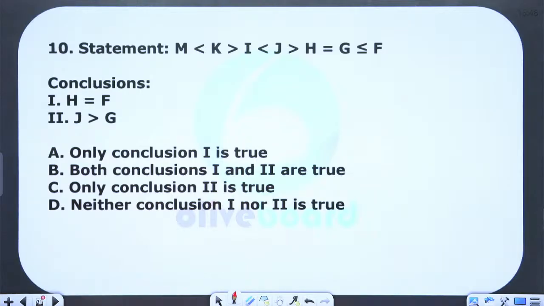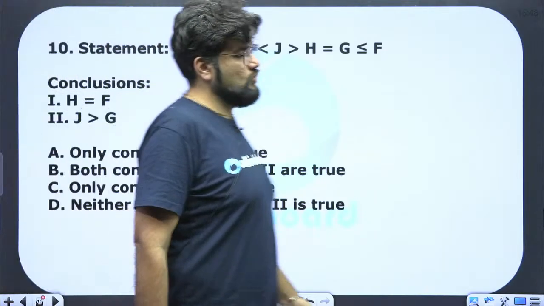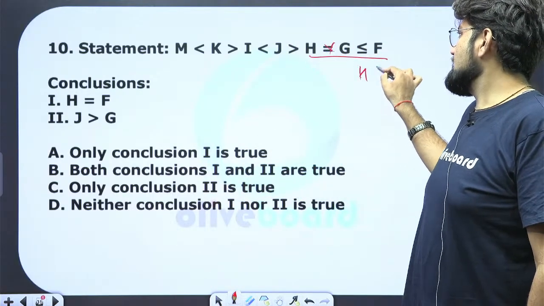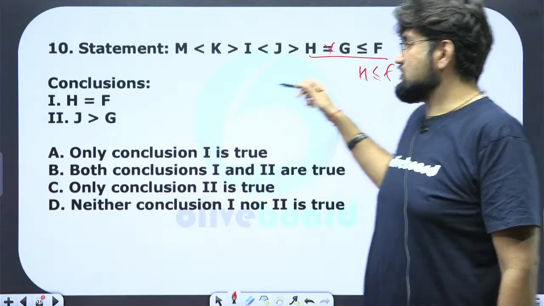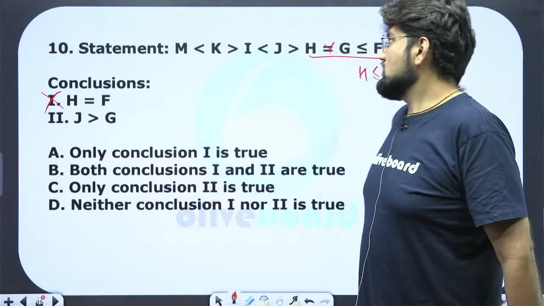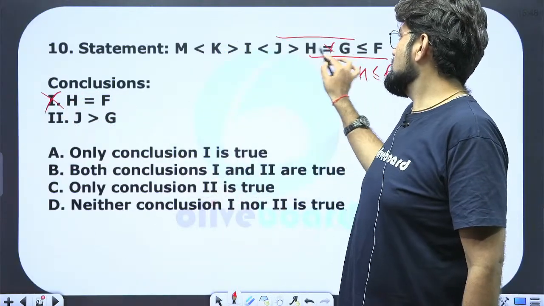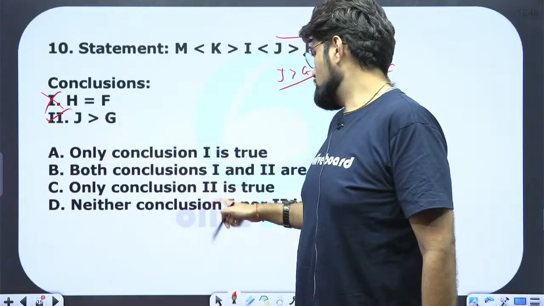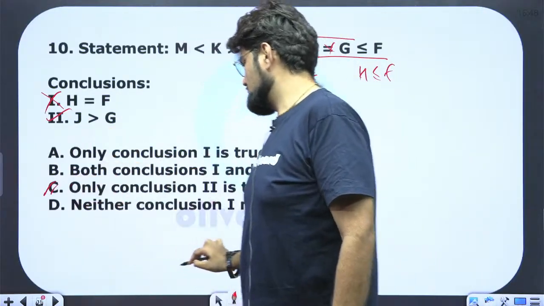So H is equal to F. Will this conclusion be true? We can clearly see H is equal to will be dropped. H is less than equal to F. Again, I cannot conclude that H is definitely equal to F. No. J is greater than G. Yes, this is visible. Equal to is gone. J will be greater than G. This is right. So only conclusion 2 is true. Option C is the correct answer.